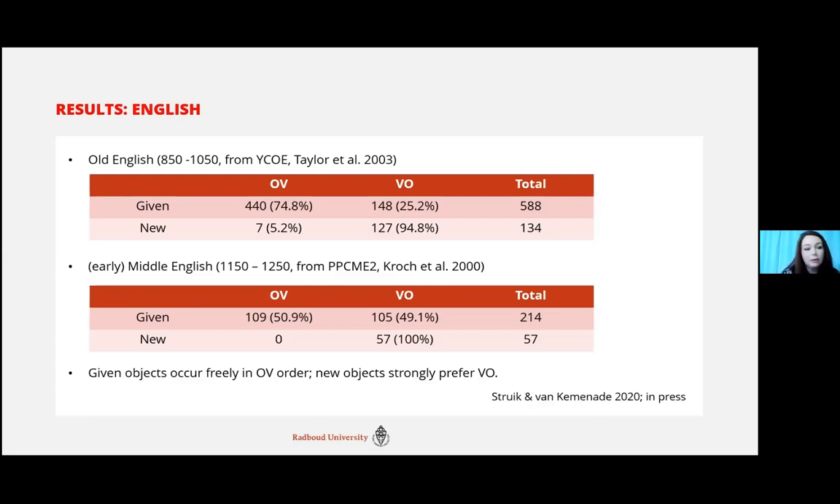And what you see in early Middle English is that there is a slight decline of OV word order, but given objects still appear in OV position in more than 50% of the time. So given objects occur freely in OV word order, whereas new objects strongly prefer VO.